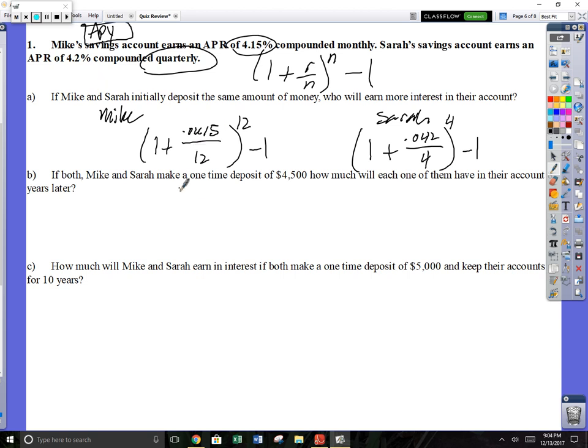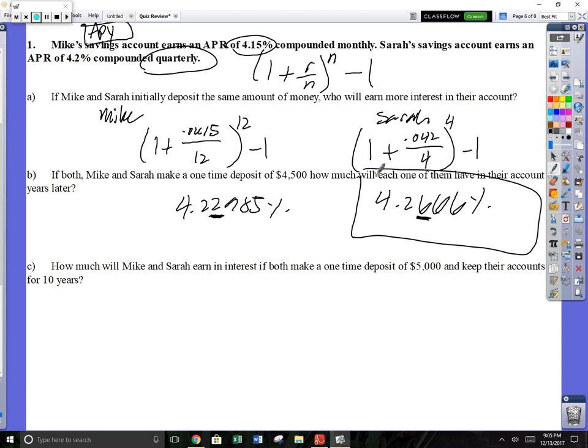Mike, his APY, his annual yield, is going to be 4.22985%. Sarah's is 4.2666%. So it's to the hundredths. In the hundredths place, his is 2, hers is a 6.